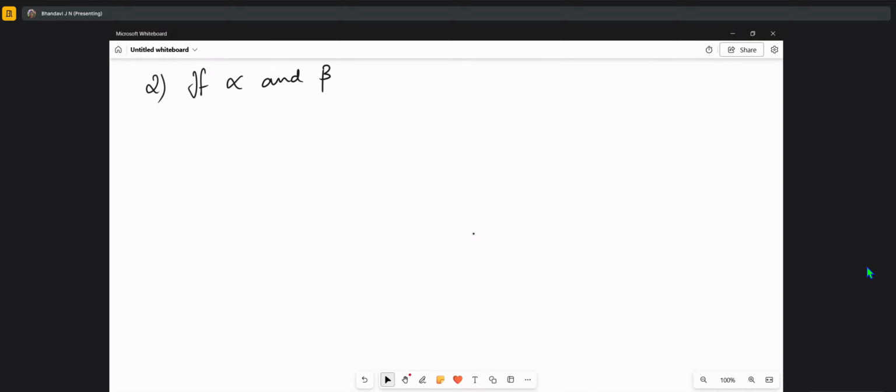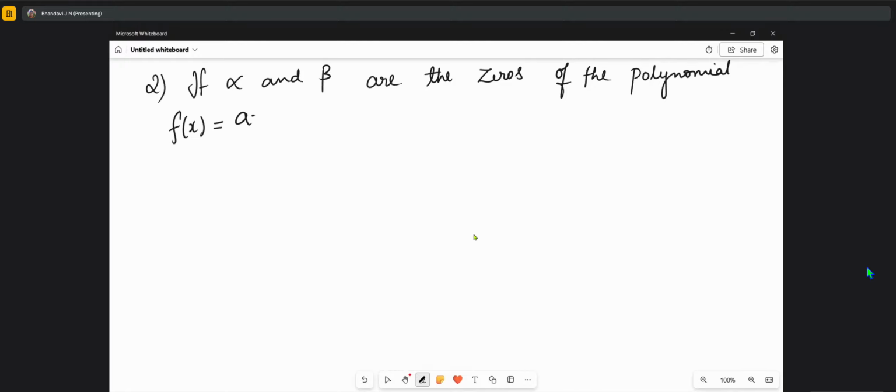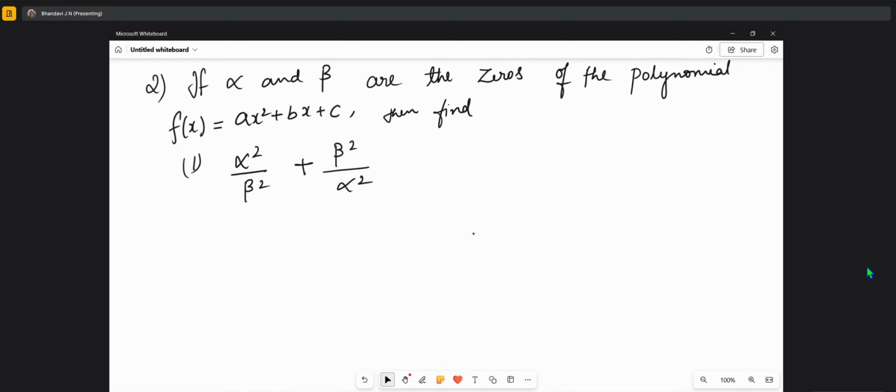If alpha and beta are the zeros of the polynomial f of x is equal to ax square plus bx plus c, then find alpha square by beta square plus beta square by alpha square.